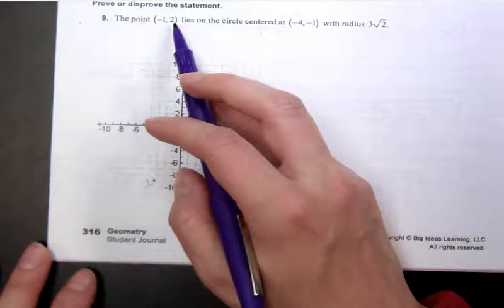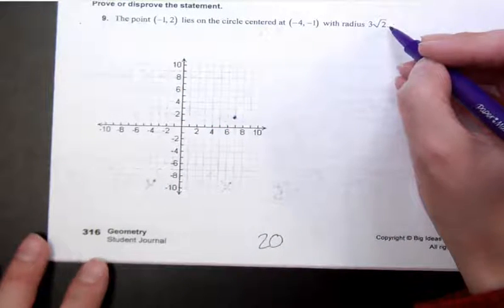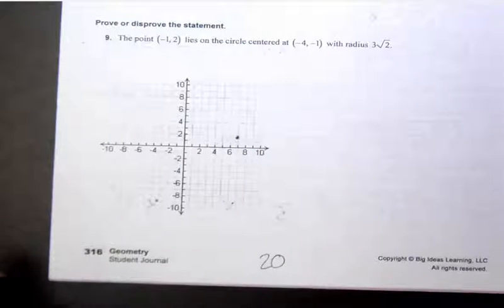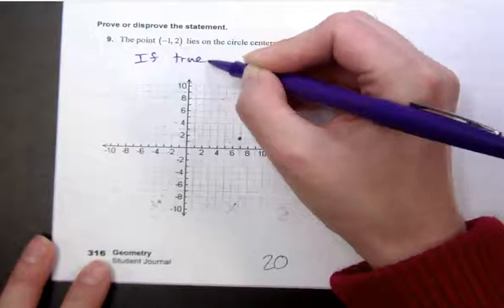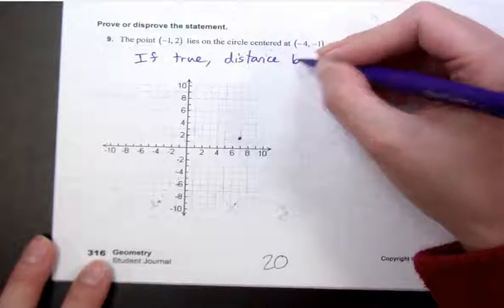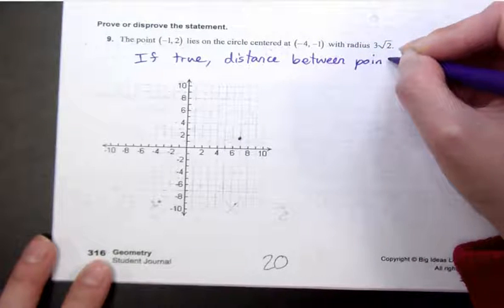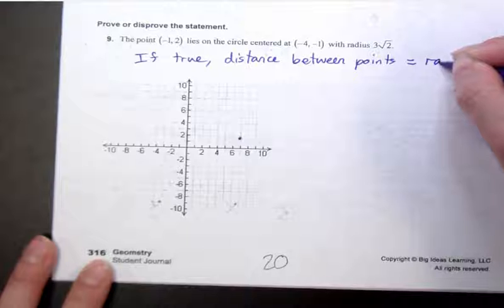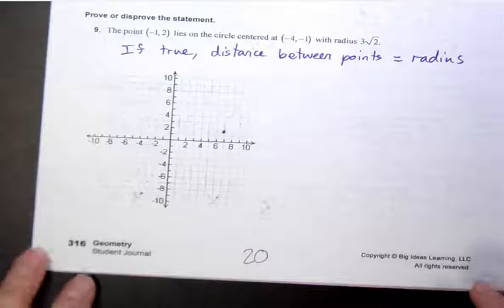Alright, the point negative 1, 2 lies on a circle centered at negative 4, negative 1 with a radius of 3 root 2. And we are asked to prove or disprove the statement. So if the statement is true, what else would be true? Yeah. So if it's true, distance between the points will equal a radius. So we just have to find the distance between the points and see if it equals 3 root 2.